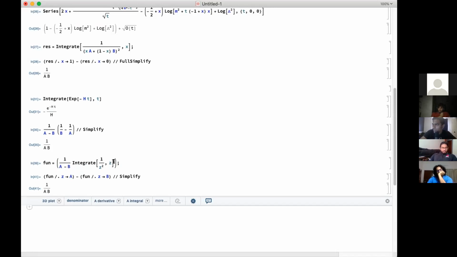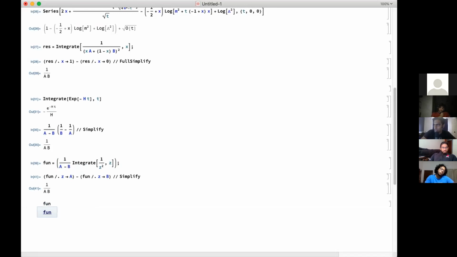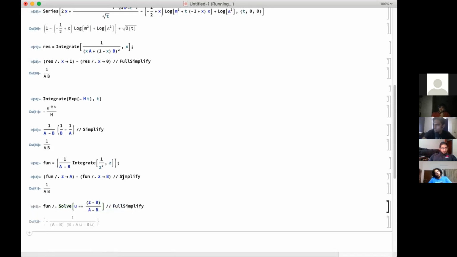Well, let's take this function, which is the indefinite integral, and then introduce our friend u, which is z minus b over a minus b. Let's do this. So what is the thing we see here?